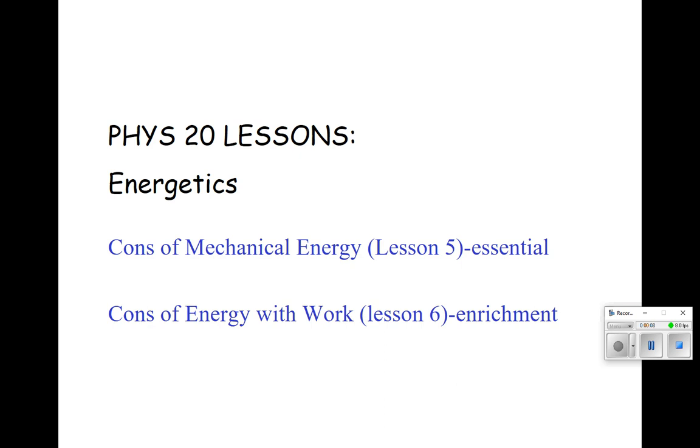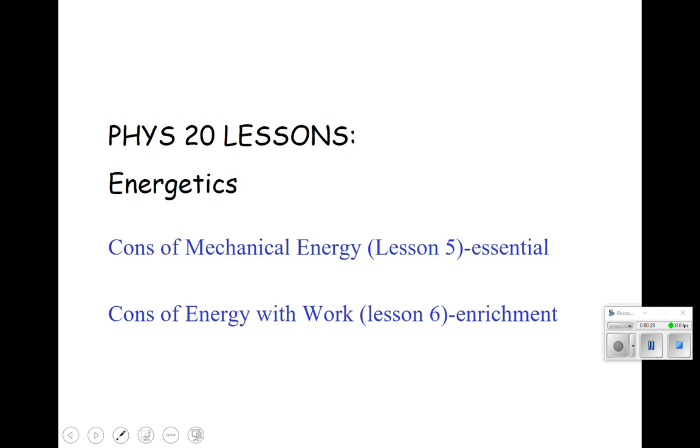Going to talk to you about conservation of energy. It's kind of a continuation of the last lesson that we did, except now we're adding some of the mathy pieces to it. So we're looking primarily at lesson 5 today. That's our conservation of mechanical energy, and that is an essential piece of what we're looking at in Physics 20 that's really going to help us out with Physics 30.